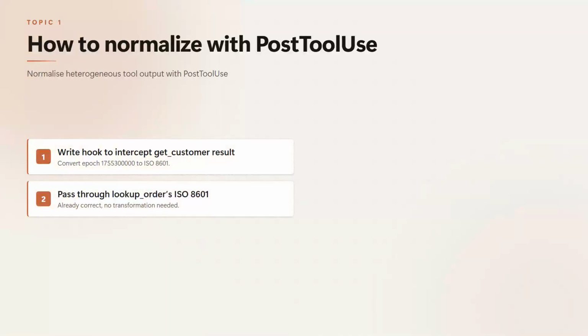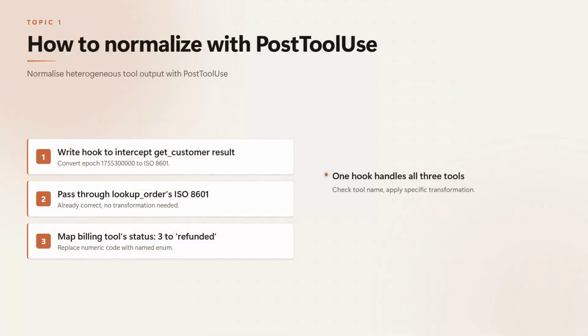Take the getCustomer tool. It returns created 1753000000, a Unix epoch. In your PostToolUse hook, you intercept that result, convert the epoch to an ISO 8601 string like 2026-03-04T11:02Z, and return the rewritten object. The lookup order tool already returns ISO 8601, so you pass it through unchanged. The billing tool returns status 3, you map that numeric code to the named enum refunded.